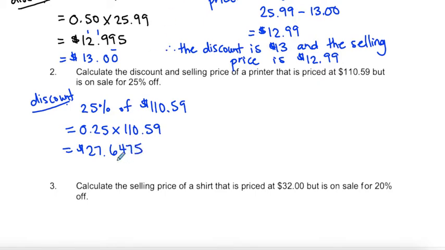So if I look here, remember I can only keep 2 decimal places when I'm dealing with money. So this 7 will bump this up to a 5. So this becomes $27.65.